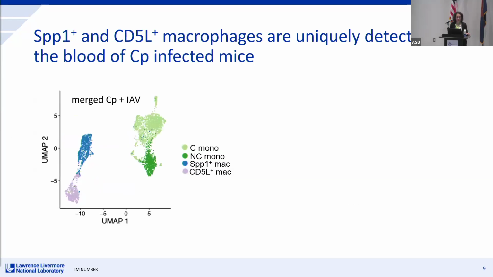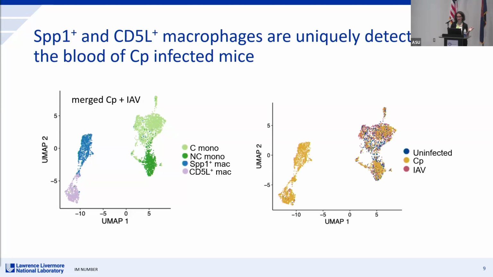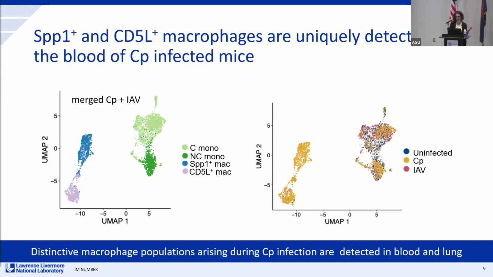So again, when you subcluster that cell population, we see classical and non-classical monocytes, as well as the SPP1 and CD5L macrophages. And when we look at the same UMAP, but color-coded by sample type, you see that the uninfected and the influenza-infected cells are both overlapping here, exclusively in the classical and non-classical monocyte compartment, whereas the CD5L and SPP1 positive macrophages are unique to the cocci-infected blood. So these distinctive macrophage populations arising during cocci infection are detected both in blood and in the lung.